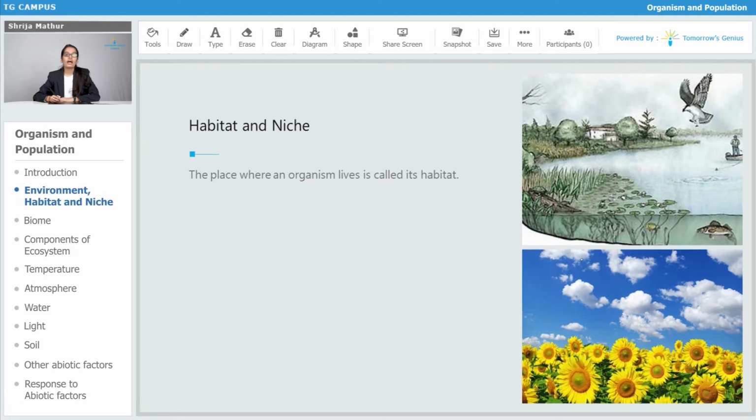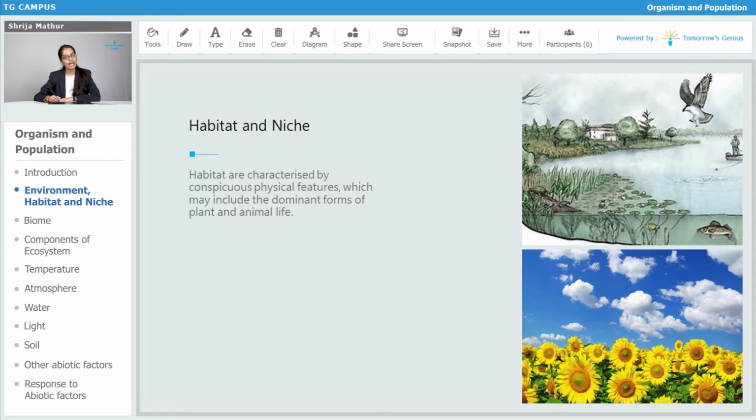Now talking about the habitat and the niche. Now what is a habitat? The place where an organism lives is called its habitat. The place where an organism is living is the habitat of that particular organism. Habitats are characterized by conspicuous physical features which may include the dominant forms of plants and animals.